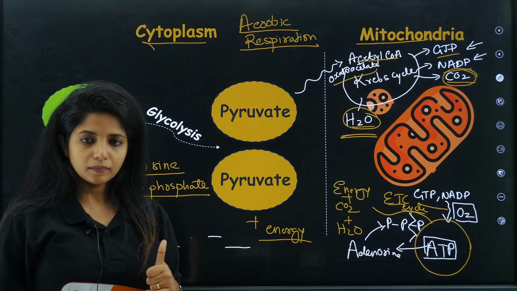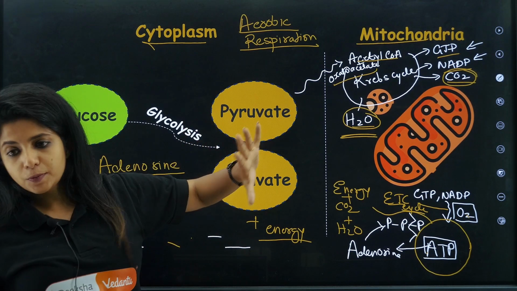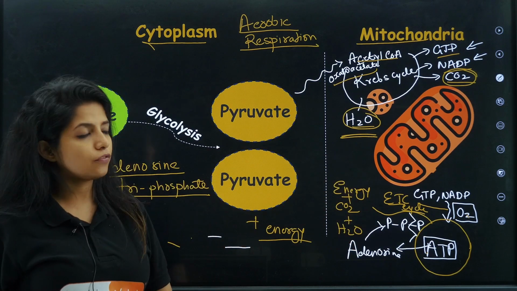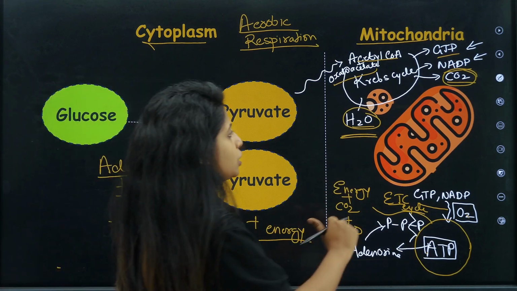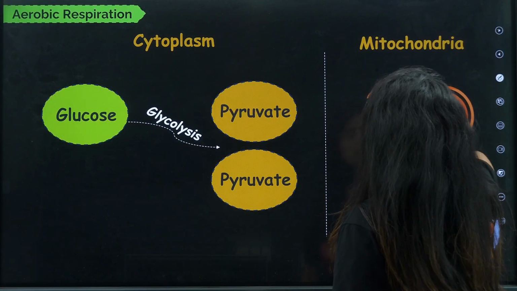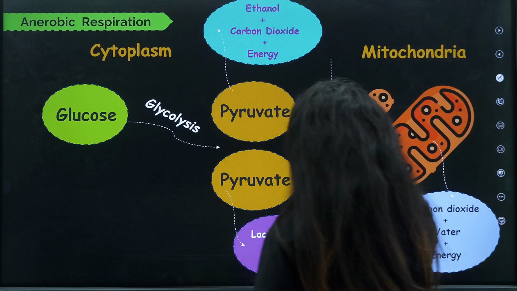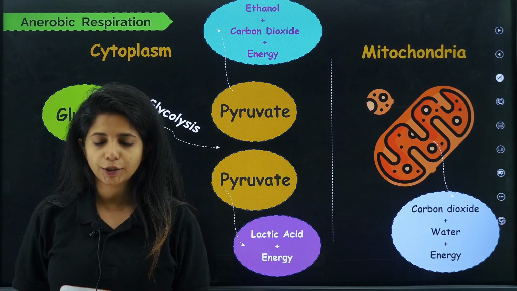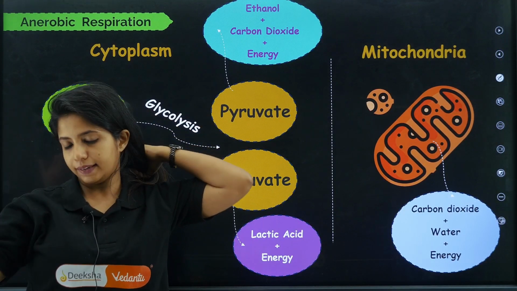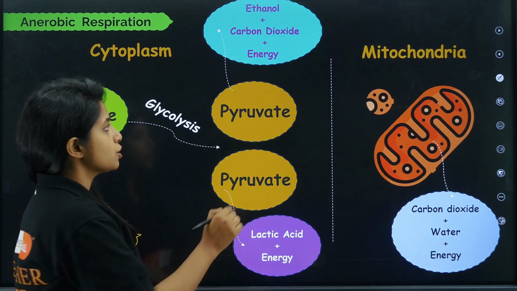Now aerobic respiration is done because it happens in the presence of oxygen. Now let's talk about anaerobic respiration. That is the next thing that we have. So over here there are two scenarios given. One is in the case of yeast.